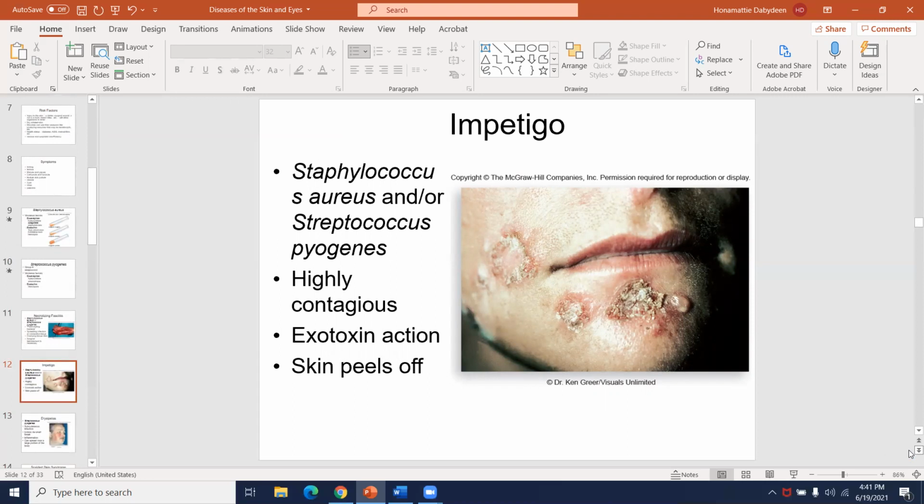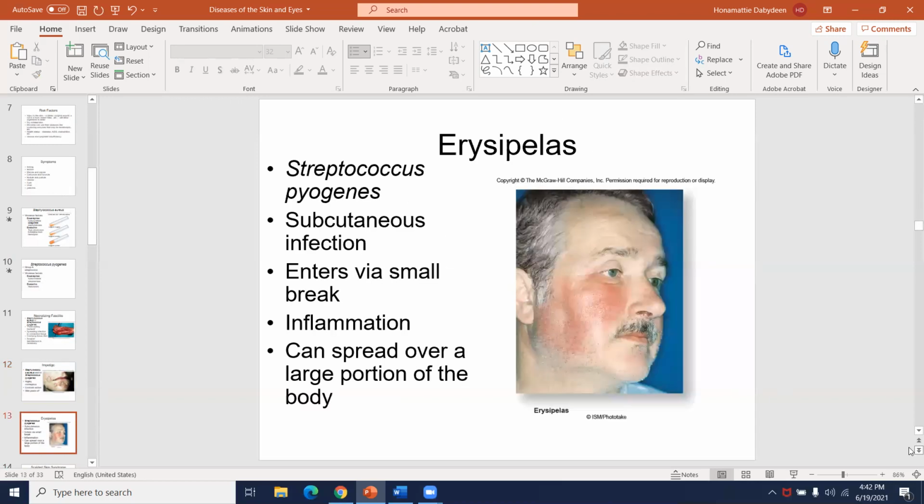Impetigo is the next thing. Staph aureus or Streptococcus pyogenes, highly contagious. And if you notice, it's that exfoliative toxin I was talking about. The skin is peeling off, and you end up with this kind of ulcerated lesions, dry, patchy lesions that you have there. Another reason for that exfoliative toxin, erysipelas, strep pyogenes.